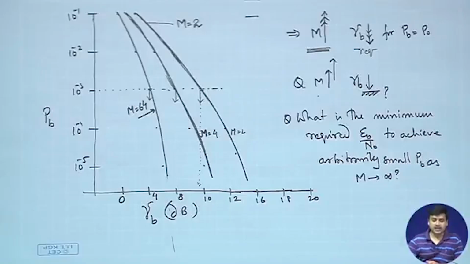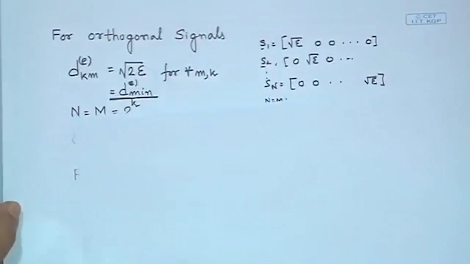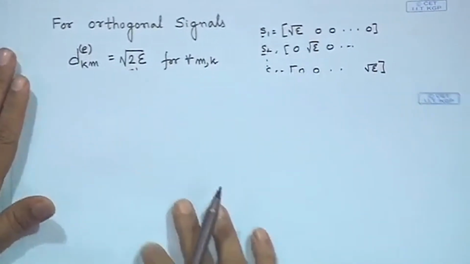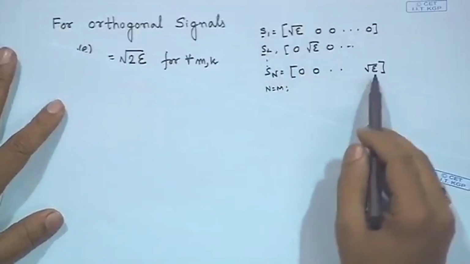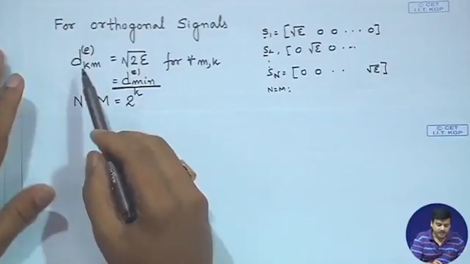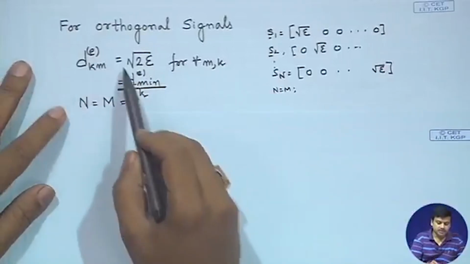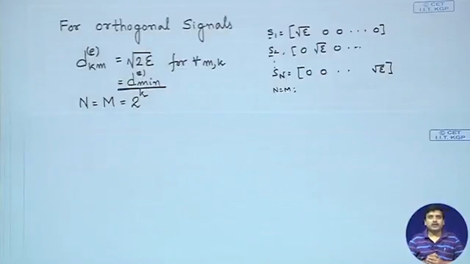To partially answer that, let us write down for orthogonal signals the signal structure as we have here. For this signal structure, we know that the distance between any two constellation points, the Euclidean distance, is root over 2E. That is the constant distance, and this is what we tried to explain in the previous lecture, that all the constellation points are equidistant from each other.